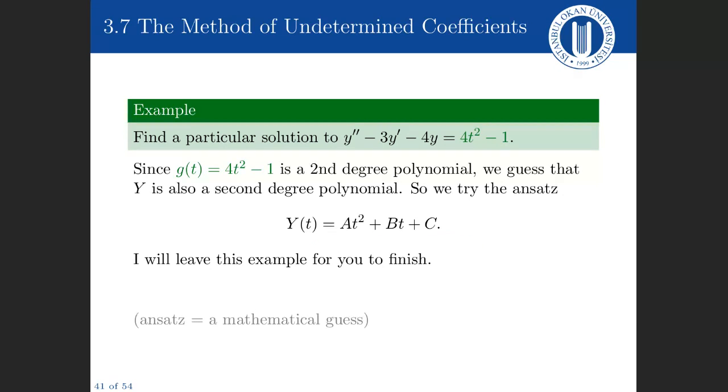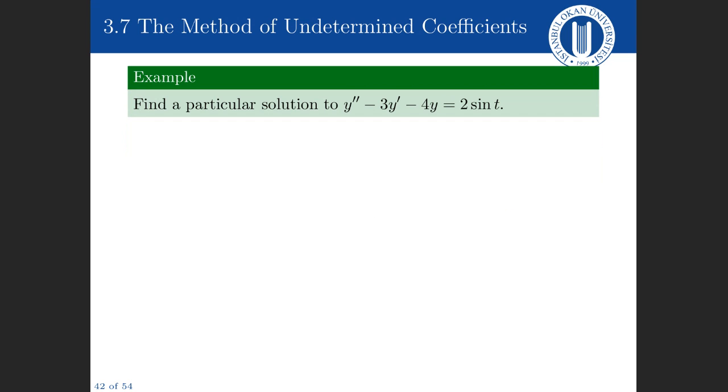You will note there's a word here which might be a new word for some of you. This word Ansatz, which is from the German language, means a mathematical guess. So instead of saying we try to guess capital Y is equal to At squared plus Bt plus C, we can write we try the ansatz capital Y is equal to At squared plus Bt plus C.